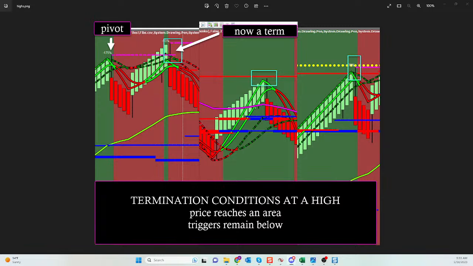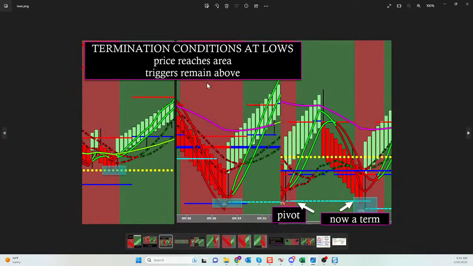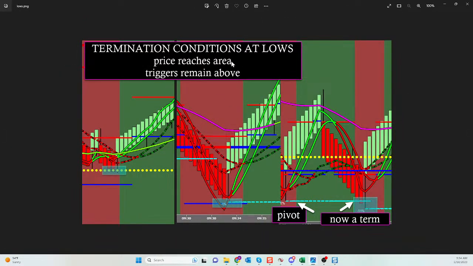There it is from a low, or from a high, excuse me. I want to share these from a low. Once again, I've put the recipe on there. Price reaches an area. Price reaches the one-to-ones. Absolutely no trigger lines break through, guys. This termination condition creates a full reversal. There's one of those tails with a clear path, guys. Price reaches support. No triggers break. Termination creates a full reversal. Full reversal gives me odds favorable. Once again, it's a strong bottom.